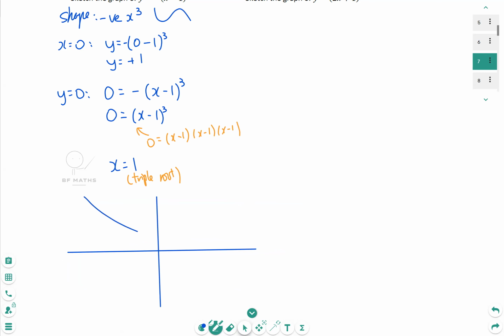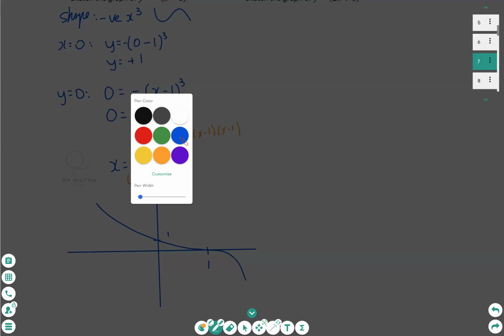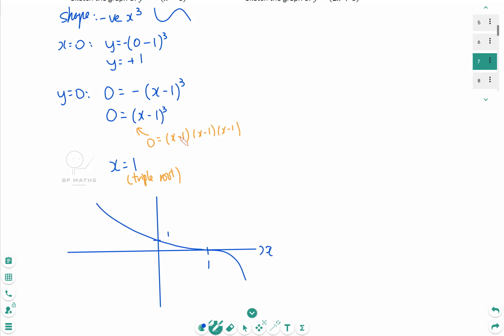So it'll be like this. Still not good enough. Yeah, that's better. That's 1. It's a triple root.